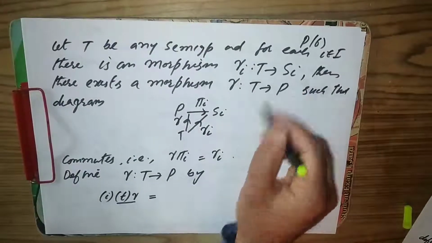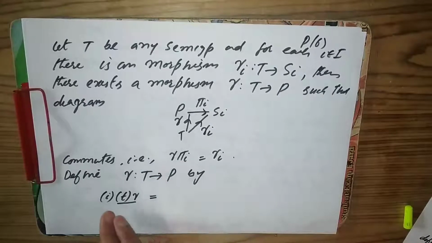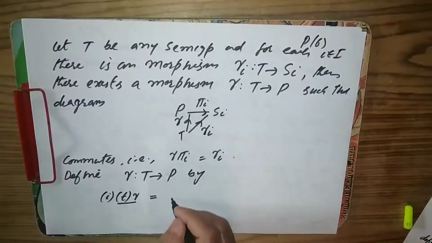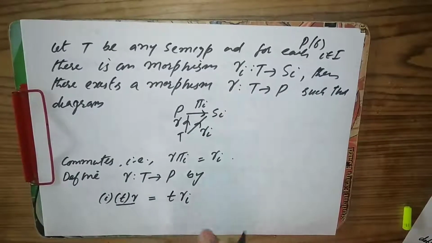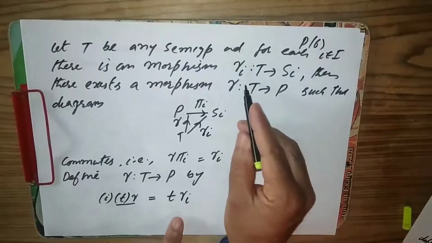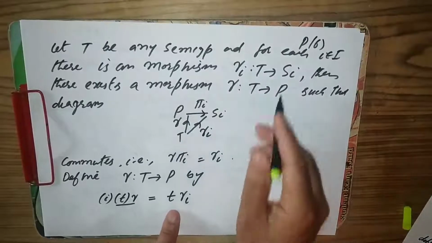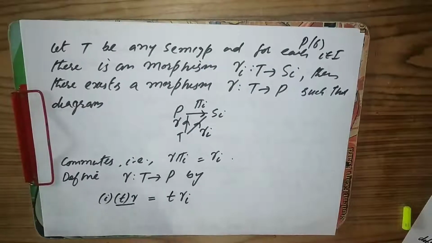an element of Si, because t gamma is an element of P, and elements of P are the maps from I to the union of Si, and when I evaluate this map at i, the output should be an element of Si. So I will write here it's equal to t gamma i. Let's define this, because gamma i is a map from T to Si. So that means the value of gamma i at t is an element of Si. It's a map from T to Si. So they are well defined, because both are elements of the same semigroup Si. So let's define this map like this.